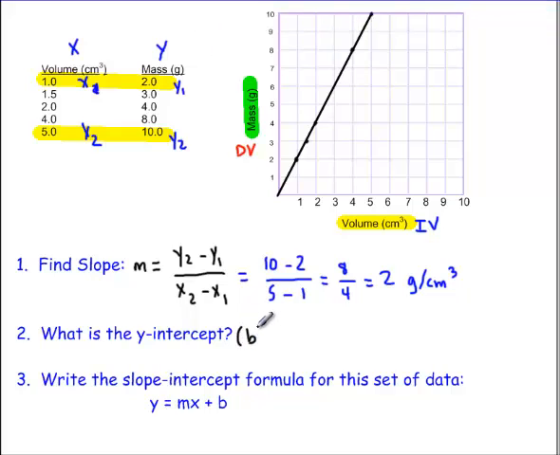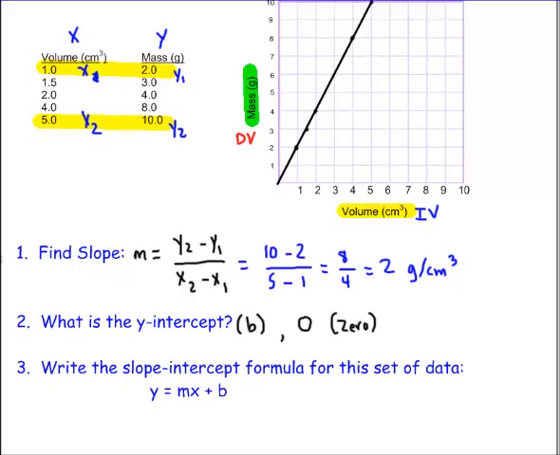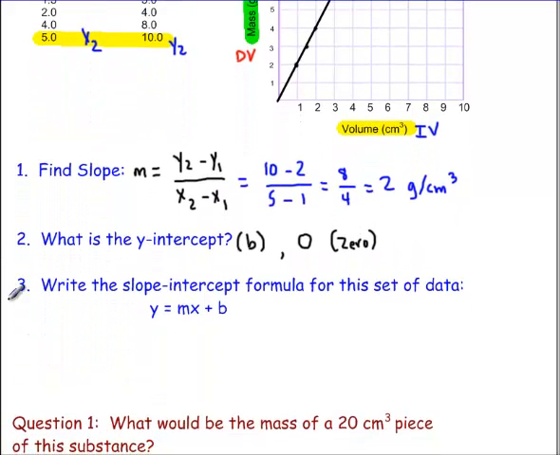Remember, the y-intercept is also represented by the letter b. But in this case, it's 0, because when the volume is 0, the mass is 0. You can't have a mass of a substance that doesn't exist. Well, notice what we have now. We have the slope. We have the y-intercept. What we can do now is translate that information into the slope-intercept formula.